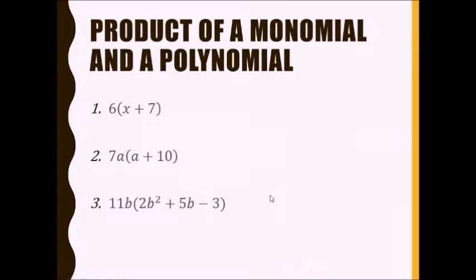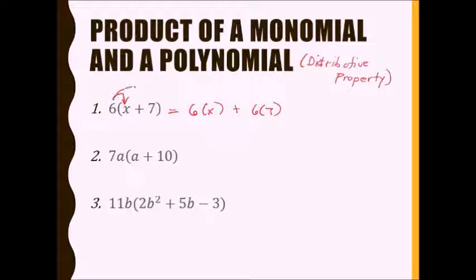So let us first apply that rule or law in multiplying a monomial by a polynomial. In multiplying a monomial by a polynomial, what we're going to apply is the distributive property. The distributive property tells us that if we have to multiply a monomial by a polynomial, we multiply the monomial to all of the terms of our given polynomial. So ang terms natin is x and 7. Ibig sabihin, 6 will be multiplied by x and 6 will also be multiplied by 7.